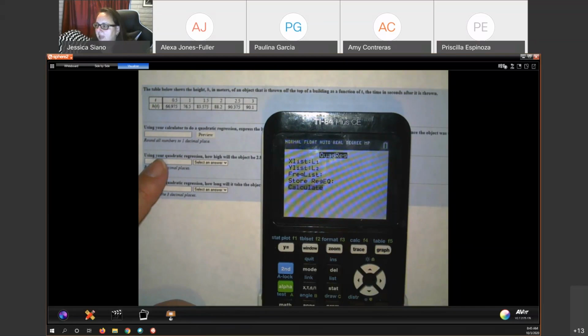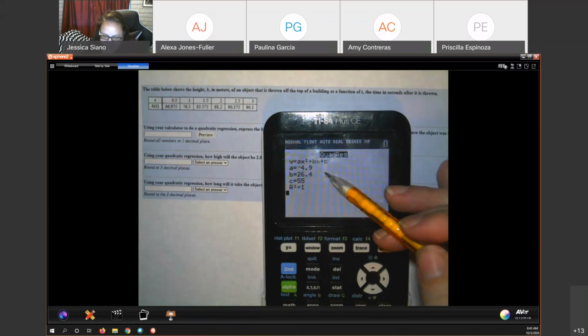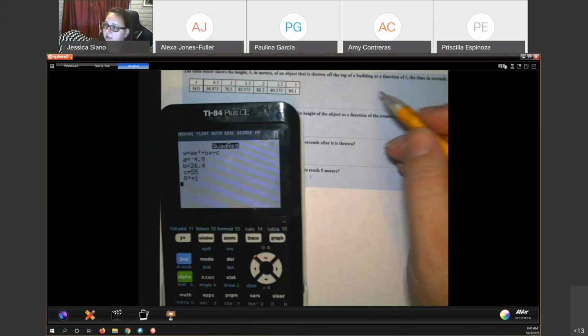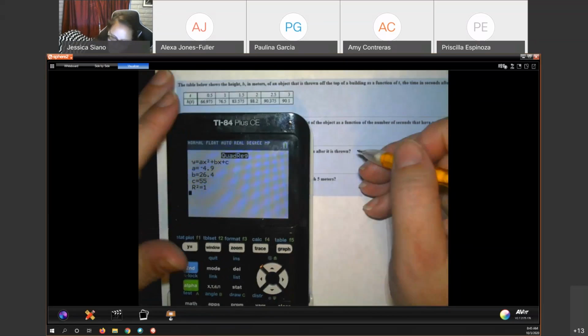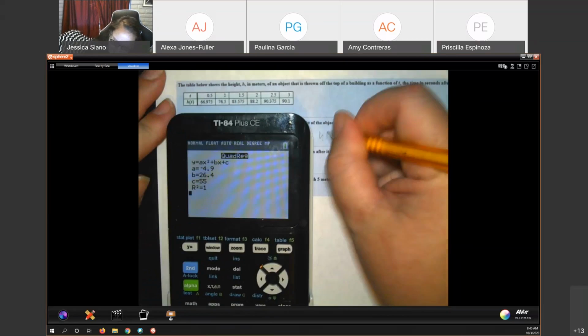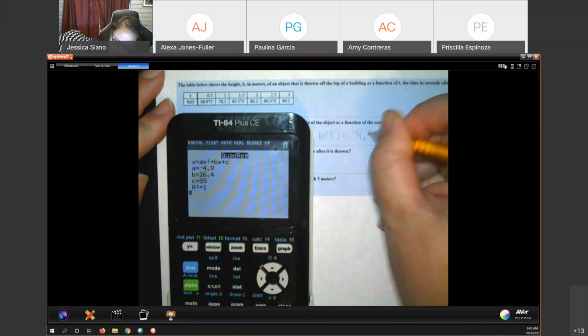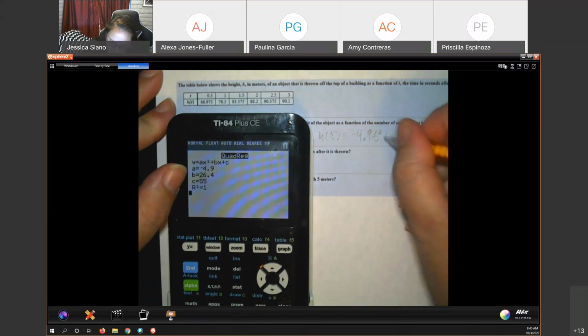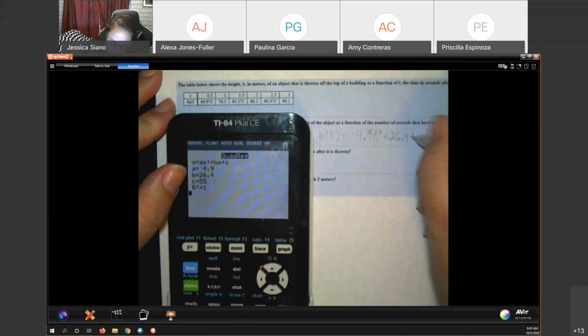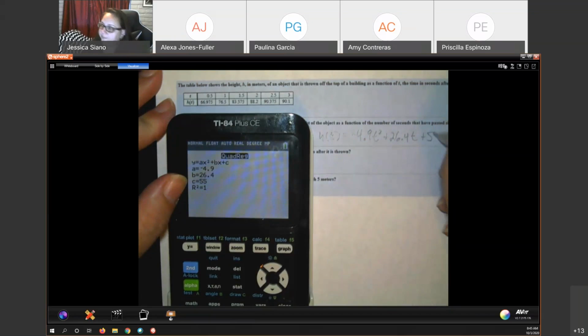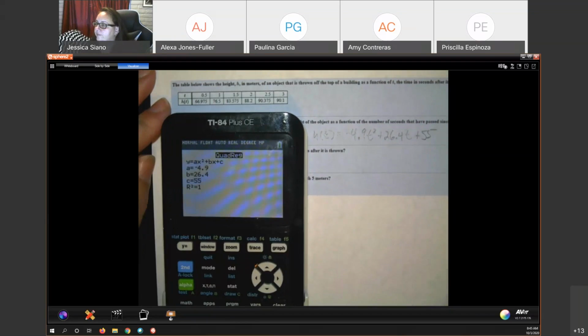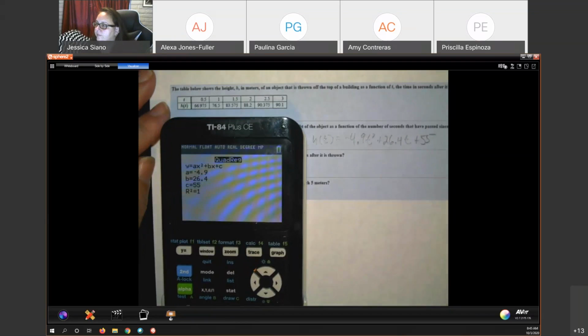All this stuff is okay. Calculate. So here they give me A, B, and C. So then my quadratic regression would be negative 4.9. What do they give me? So H of T is negative 4.9 T squared plus 26.4 T plus 55. Okay, that's how that works.